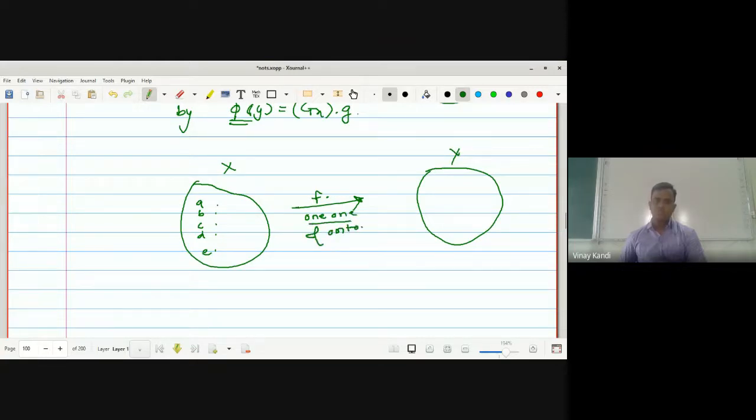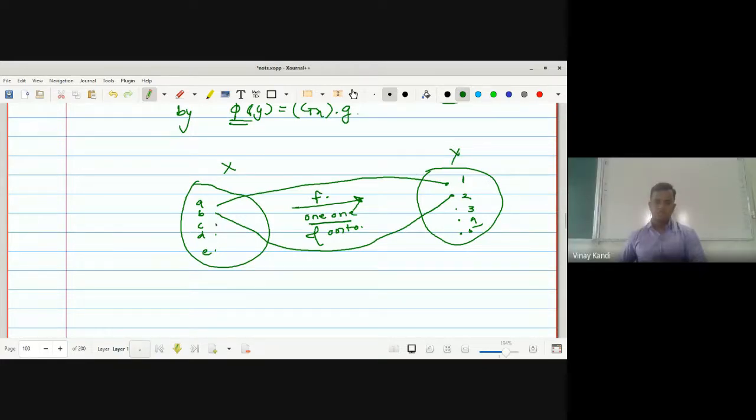What is the meaning of 1-1? One element corresponds to only one element of the set. Suppose this is 1, 2, 3, 4 and 5. If this A is related to 1, then this B is not related to 1. B can be related to anything other than 1. Is it correct? Yes, sir. One element corresponds to one element of the codomain.